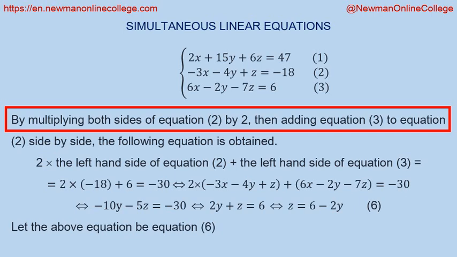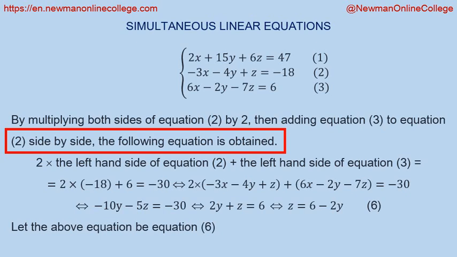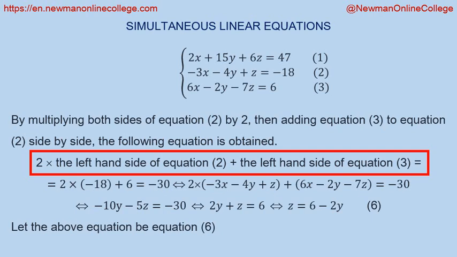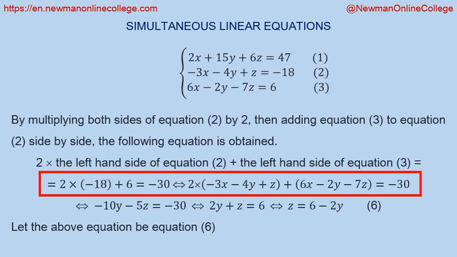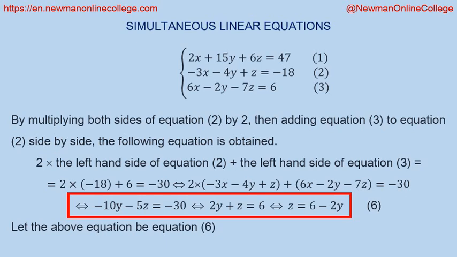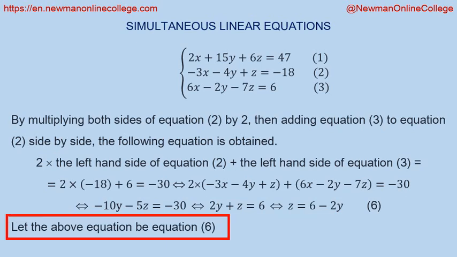By multiplying both sides of equation 2 by 2, then adding equation 3 to equation 2 side by side, the following equation is obtained. 2 times the left-hand side of equation 2 plus the left-hand side of equation 3 equals 2 times negative 18 plus 6 equals negative 30, which is equivalent to 2 times open bracket negative 3x minus 4y plus z close bracket plus open bracket 6x minus 2y minus 7z close bracket equals negative 30, which is equivalent to negative 10y minus 5z equals negative 30, which is equivalent to 2y plus z equals 6, which is equivalent to z equals 6 minus 2y. Let the above equation be equation 6.